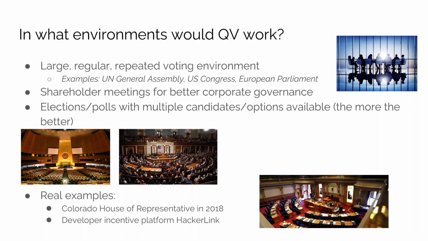In 2018, the Colorado House of Representatives used quadratic voting to decide on their legislative priorities in selecting among hundreds of possible bills. Likewise, a popular developer incentive platform, Gitcoin, has also leveraged quadratic voting to help distribute funds to fund public goods and open source projects. So in conclusion, we think that for the right setting and aided with modern technology, quadratic voting holds a great promise to improve and optimize social choice and our decision making.